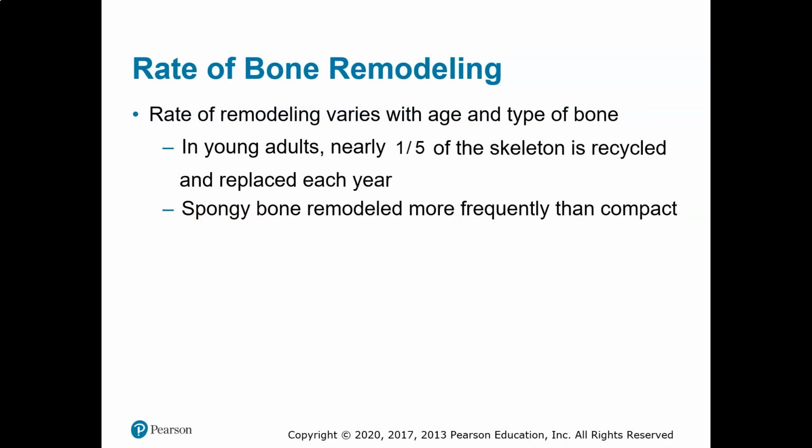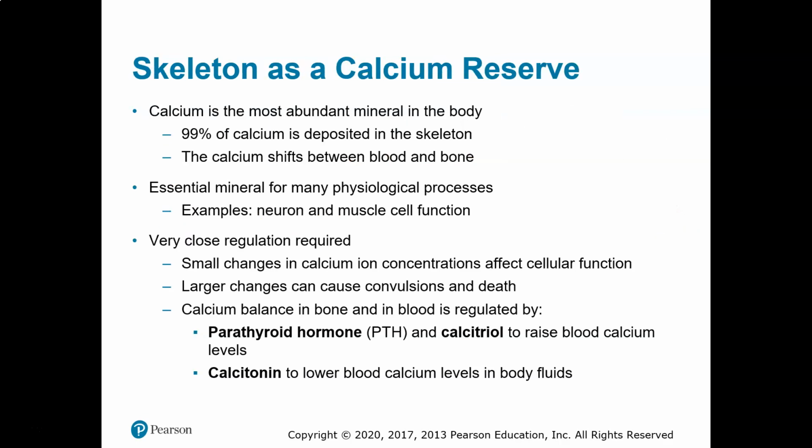It says in young adults, nearly one fifth of the skeleton is recycled and replaced each year. So it takes 5 years in young adults to replace the entire skeleton. Spongy bone is remodeled at a faster rate than compact bone. That's because it's the first bone to form, and it's faster because it's got the air spaces.